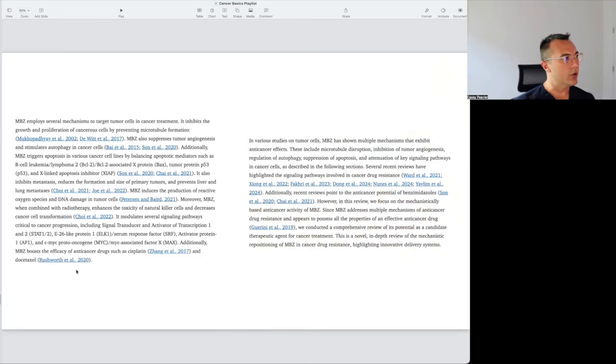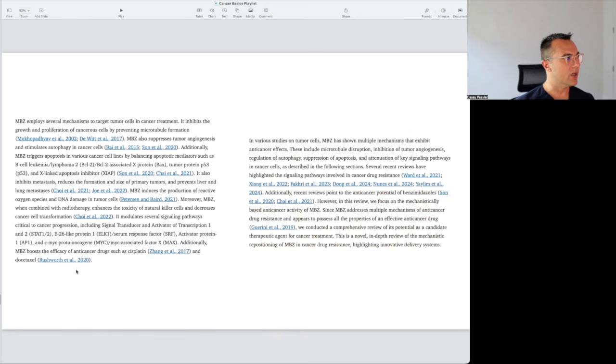In the paper, it says mebendazole employs several mechanisms to target tumor cells in cancer treatment. It inhibits growth and proliferation of cancerous cells by preventing microtubule formation. Mebendazole also suppresses tumor angiogenesis and stimulates autophagy in cancer cells. Additionally, mebendazole triggers apoptosis in various cancer cell lines by balancing apoptotic mediators such as BCL2, BCL2-associated X protein, BAX, P53, and X-linked apoptosis inhibitor, XIAP. It also inhibits metastases, reduces the formation and size of primary tumors, and prevents liver and lung metastases. Mebendazole induces the production of reactive oxygen species and DNA damage in tumor cells.